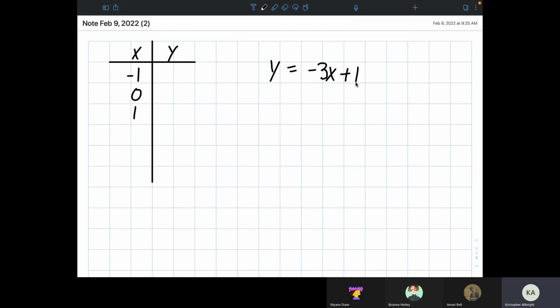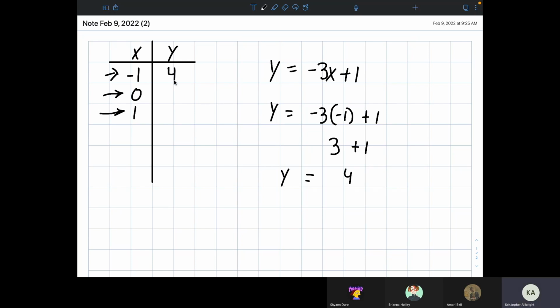y equals -3x plus 1. And the way that we use our table of values is we plug each of these numbers in for x. We say, okay, our x is each of these, and we do these individually. So first we're going to do -1. y equals -3 times -1 plus 1. And then we work that out. So we multiply our -3 and our -1. We're going to get positive 4 equals y. So now right here, I'm going to put my 4.